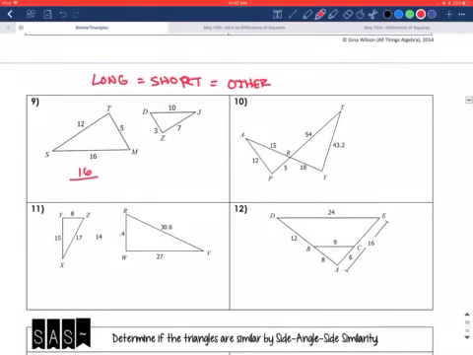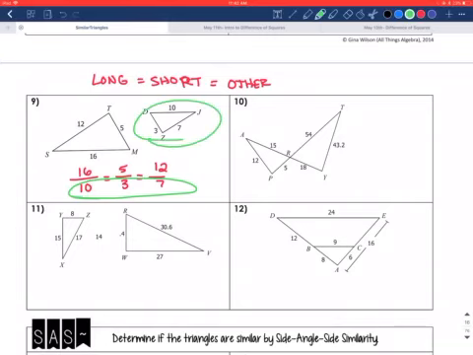So looking at 9, the longest side for this is 16. The longest side for the other one is 10. If these triangles are similar, then the longest sides are going to be corresponding. Then we have 5 and 3. Again, if these sides are similar, then the shortest sides are going to be corresponding. And then from there, we have 12 and 7.